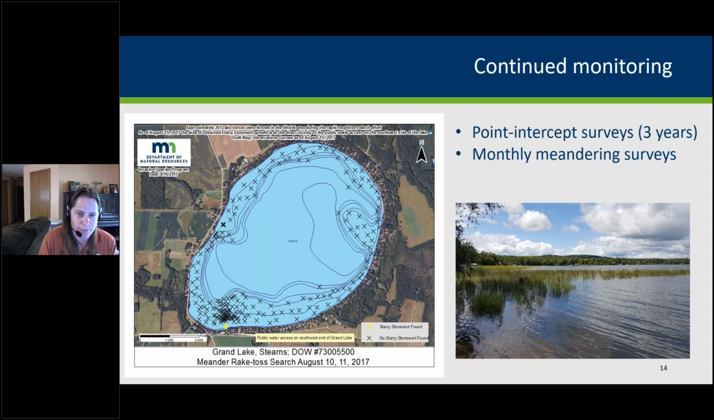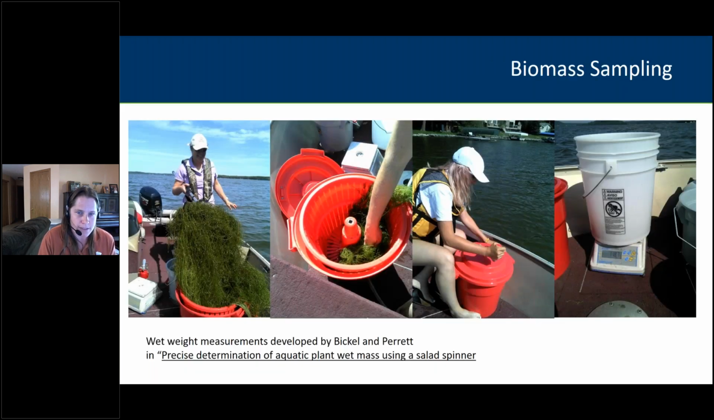I'm running out of time, so I'm just going to cruise through the results quickly. This is the biomass sampling method we used. We used wet weight measurements. We separated the native plants and we spun the starry stonewort about 20 times before we measured it.